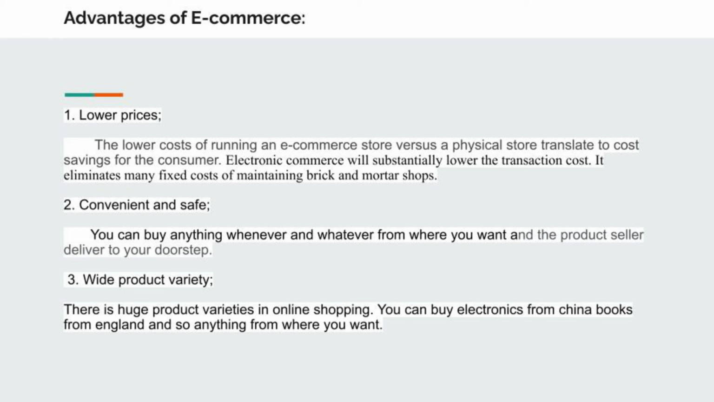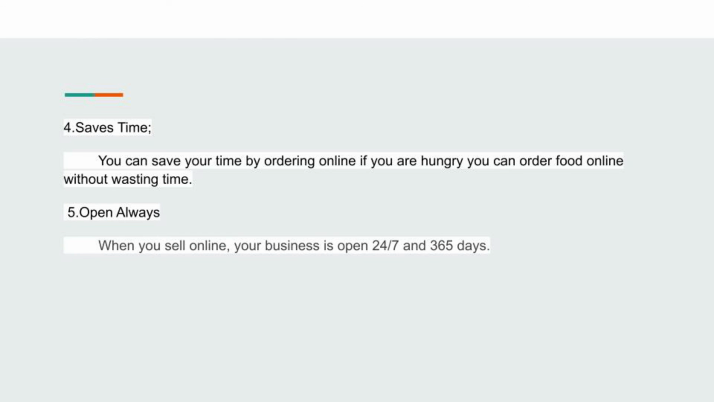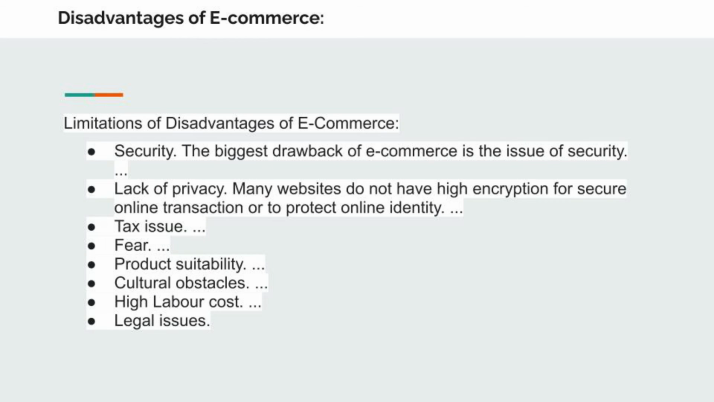3. Wide product variety. There is huge product variety in online shopping. You can buy electronics from China, books from England, and anything from wherever you want. 4. Saves time. You can save your time by ordering online. If you are hungry, you can order food online without wasting time. 5. Open always. When you sell online, your business is open 24/7 and 365 days.